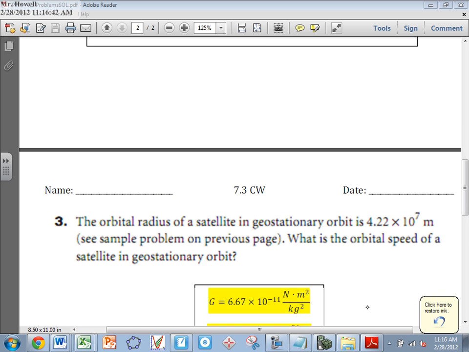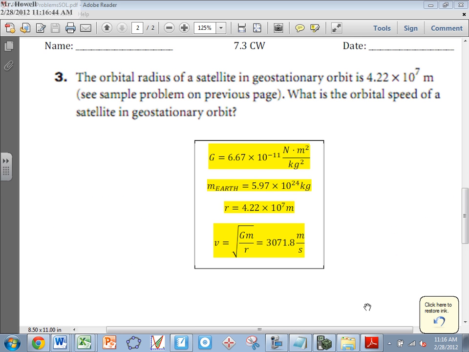Third one. The orbital radius of a satellite in geostationary. Geo means what? Earth. So if you didn't know that, you could have removed it, but I told you yesterday. So this is geostationary. The orbital radius is 4.22 times 10 to the 7. What is the orbital speed of a satellite in geostationary orbit?